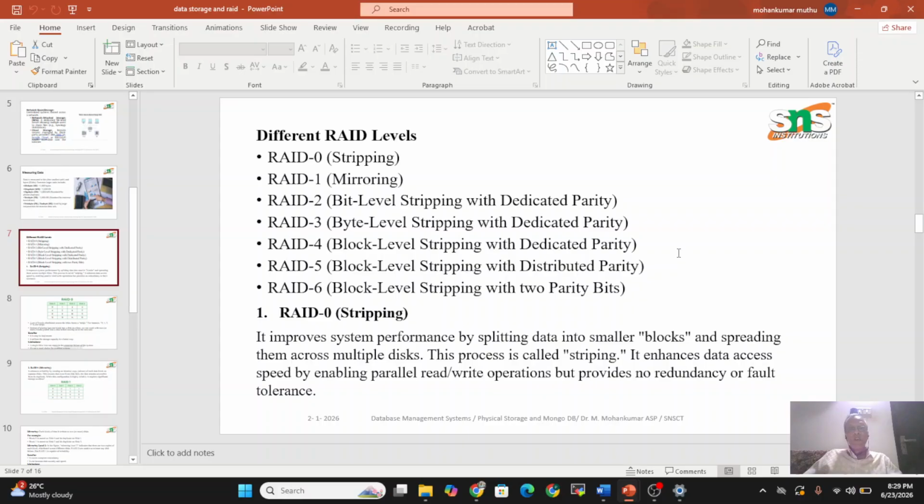RAID 0 striping improves system performance by splitting data into smaller blocks and spreading them across multiple disks. This process is called striping. It enhances data access speed by enabling parallel read-write operations, but it provides no redundancy or fault tolerance. Repeated data is not possible to store; only new data can be stored in RAID 0.